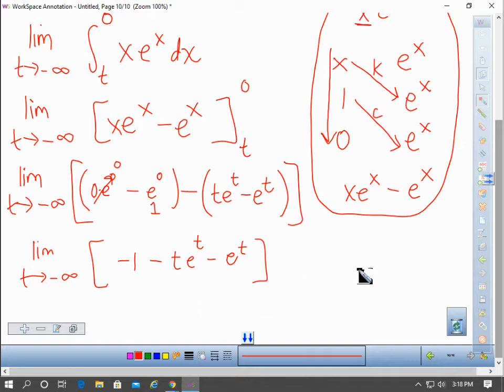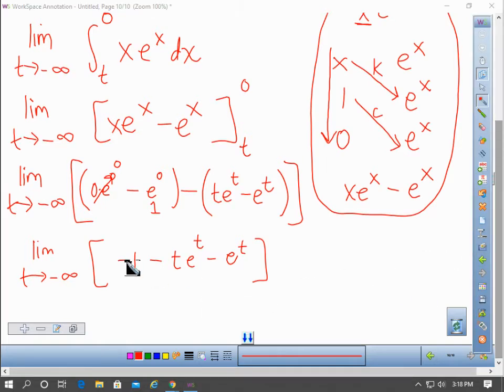Now we've got to figure out what is the value of each one of these expressions as t goes to negative infinity. Well, the first one here is easy. The limit of a constant is a constant. So that part right there, the answer is negative 1. All right, so I'm done there. Now I've got to figure out what happens with these two.